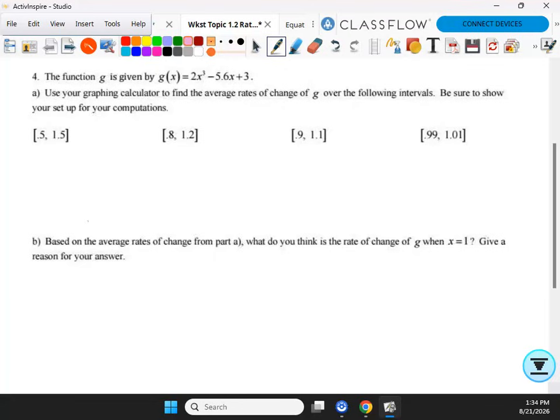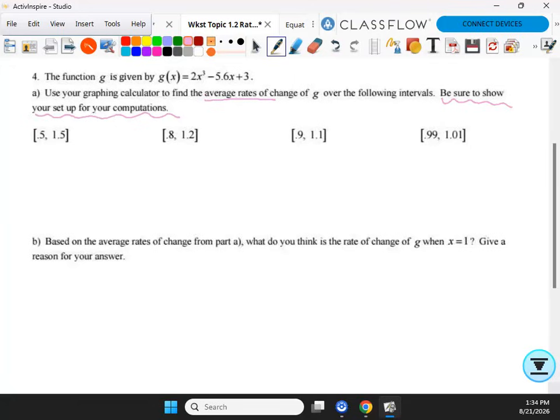This says to use your graphing calculator to find the average rate of change of G over the following intervals. And here, be sure to show your setup for your computations. Do not type anything into Desmos yet, all right? Because on the calculator sections of this exam, you still have to show some process. Do you have to show every single step of everything? Absolutely not. But you also can't just have an answer, all right?